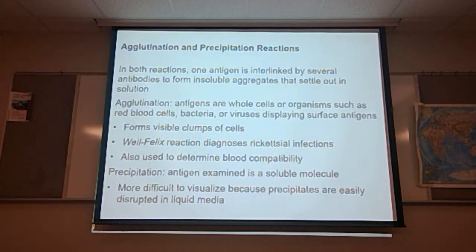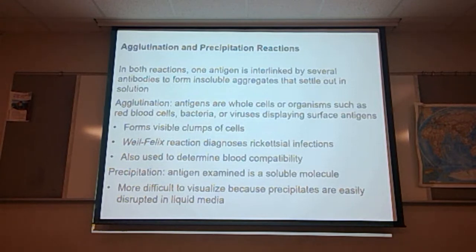Agglutination and precipitation reactions are types of reactions where you do have visual confirmation of your test. In both of these reactions, one antigen is linked by several antibodies to form insoluble aggregates that will settle out. An agglutination reaction is where antigens are whole cells or organisms such as red blood cells, bacteria, or viruses. They will form visible clumps. The Weil-Felix reaction diagnoses rickettsial infections, for instance. These are also used to determine blood compatibility.